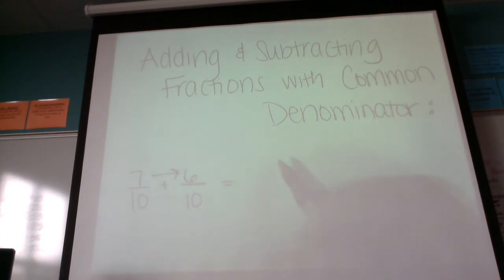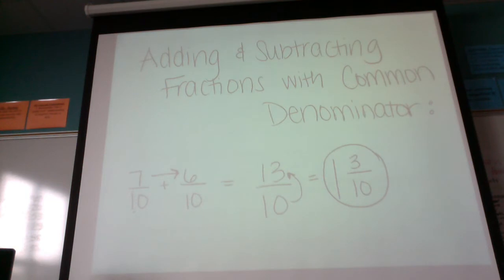7 plus 6 is going to be 13. Last step always with fractions is to simplify. So how many whole times can 10 go into 13 without going over? 1 whole time, 3 left over.